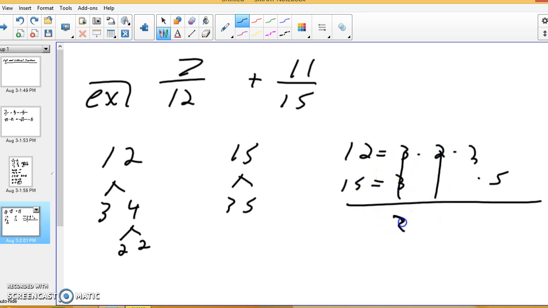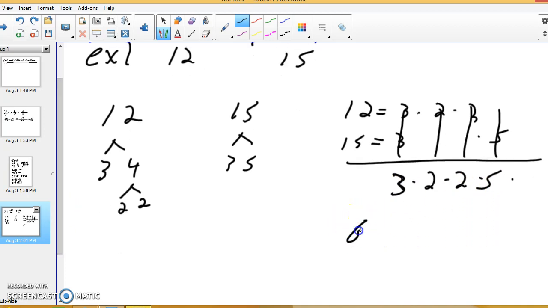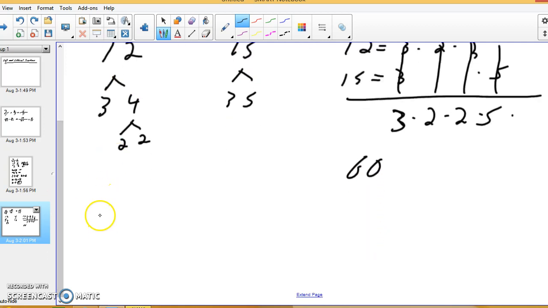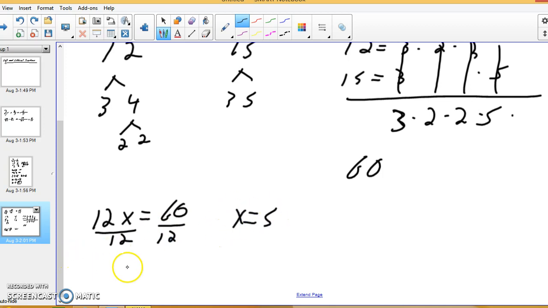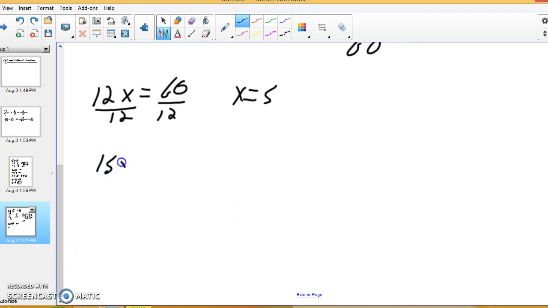3, 2, 2, 5. 3 times 2 is 6, times 2 is 12, times 5 is 60. So the least common multiple of 12 and 15 is 60. So 12 times what gives us 60? Divide both sides by 12. Well, that is 5.